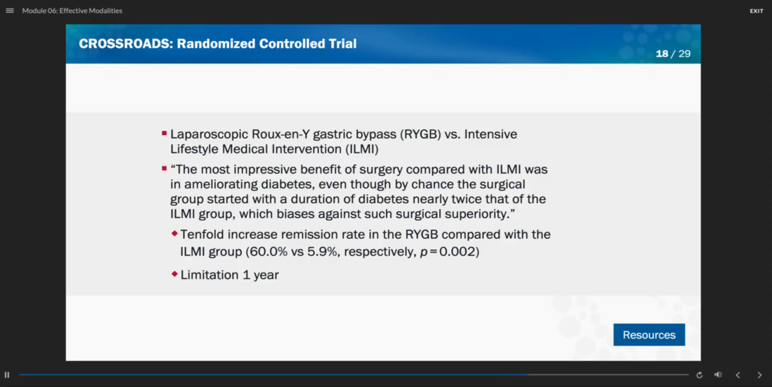The other piece that we don't fully understand, and would have to dig even deeper than the methods provided in the study, is the types of dietary counseling and guidance that were given to the intensive lifestyle medicine intervention group. But it's an important study to understand that the surgical group had a better outcome than the lifestyle medicine intervention group.